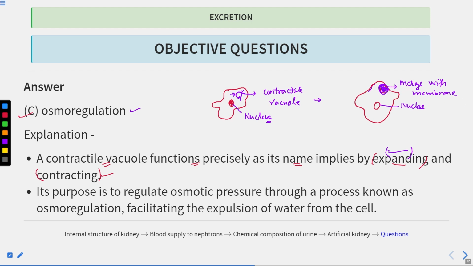This is the contractile vacuole filled with water. The water is entering into the contractile vacuole, then it will merge with the cell membrane and burst. So what is the purpose of the contractile vacuole? Its purpose is to regulate the osmotic pressure through a process known as osmoregulation, facilitating the expulsion of the water from the cells. It can store the excess water and later release it by merging with the cell membrane.